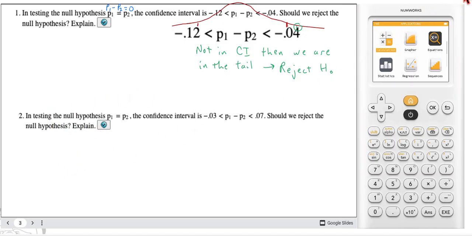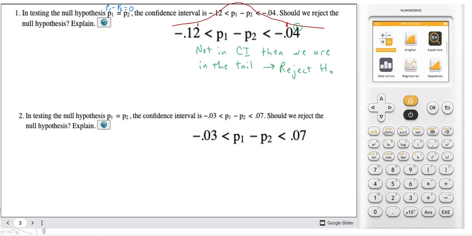Here's another example. Again, we're going to test the same thing. Here's our confidence interval. Should we reject the null hypothesis? Here it is a little bit bigger. Again, please pause the video. Think through this. Make your decision. And when you're finished, you can unpause. Please pause.